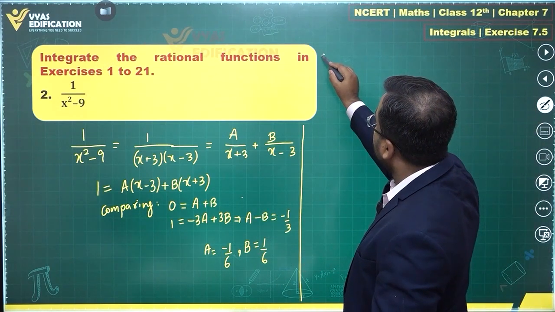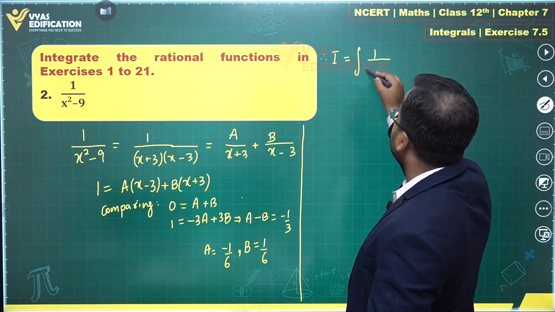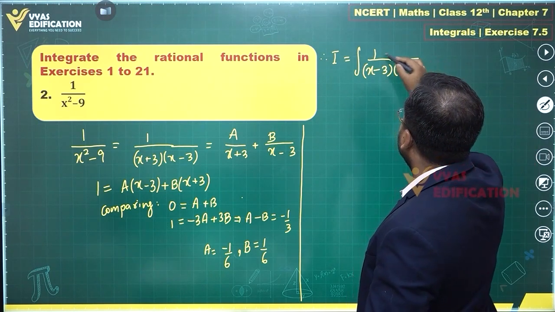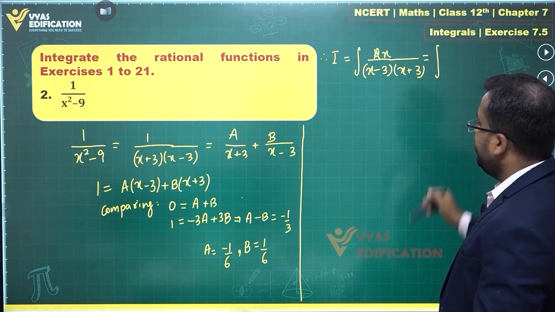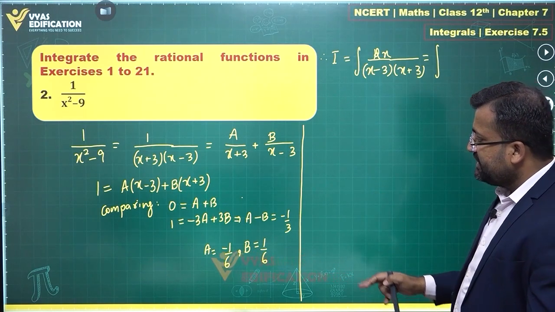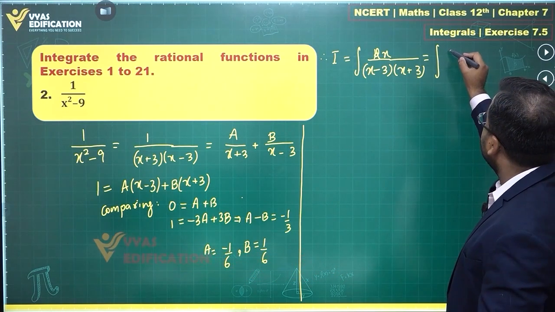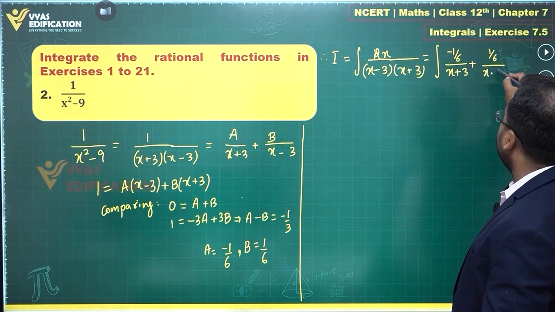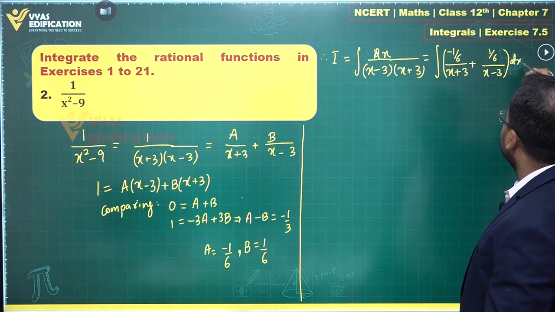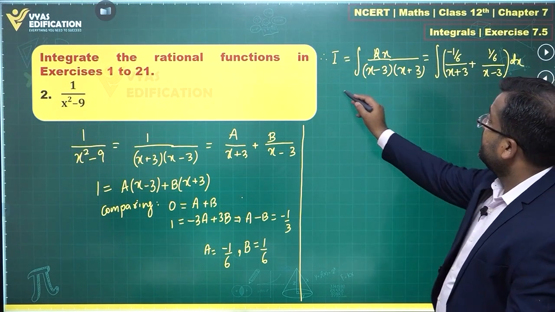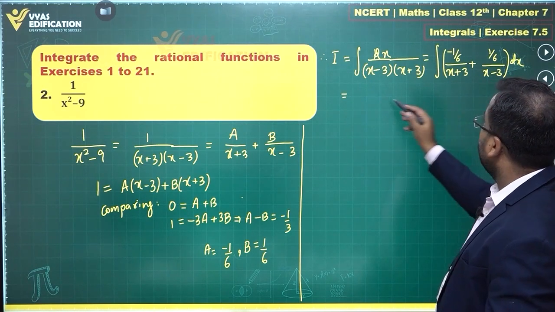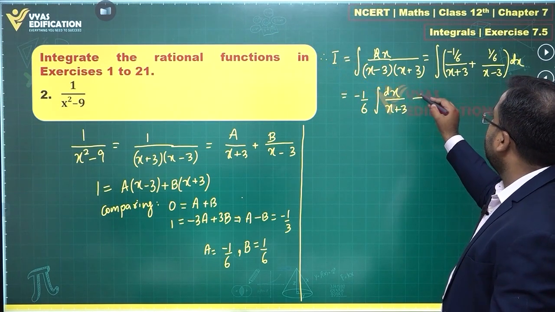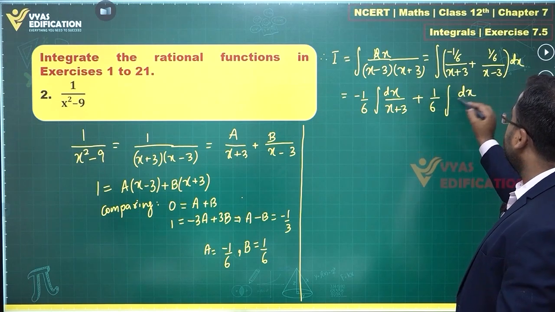Therefore, the integral of 1 upon (x minus 3)(x plus 3) dx becomes equal to the integral of A upon x plus 3. A is minus 1 by 6. So this becomes minus 1 by 6 upon x plus 3 plus 1 by 6 upon x minus 3 with respect to x. This is what we are looking to integrate. And this further becomes, minus 1 by 6 will come out, integral of dx upon x plus 3, plus 1 by 6 times integral of dx upon x minus 3.